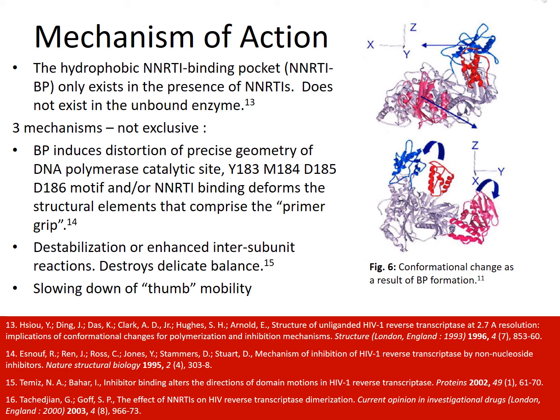The second mechanism theorizes destabilization of the subunits or enhanced subunit interactions. These reactions rely on a delicate balance between both entropy and enthalpy, and any modulation will yield significant repercussions on the enzymatic activity. Thirdly, it is believed that the binding pocket may normally act as a hinge between the fingers and the thumbs, and thereby alterations may slow the thumb subunit, preventing translocation of the subunits and thereby inhibiting the elongation phase of viral DNA.